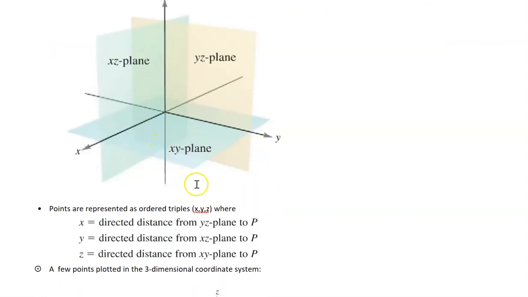Points are represented as ordered triples x, y, z, where x equals the directed distance from the yz plane to a point P, y is the directed distance from the xz plane to a point P, and z is the directed distance from the xy plane to a point P.